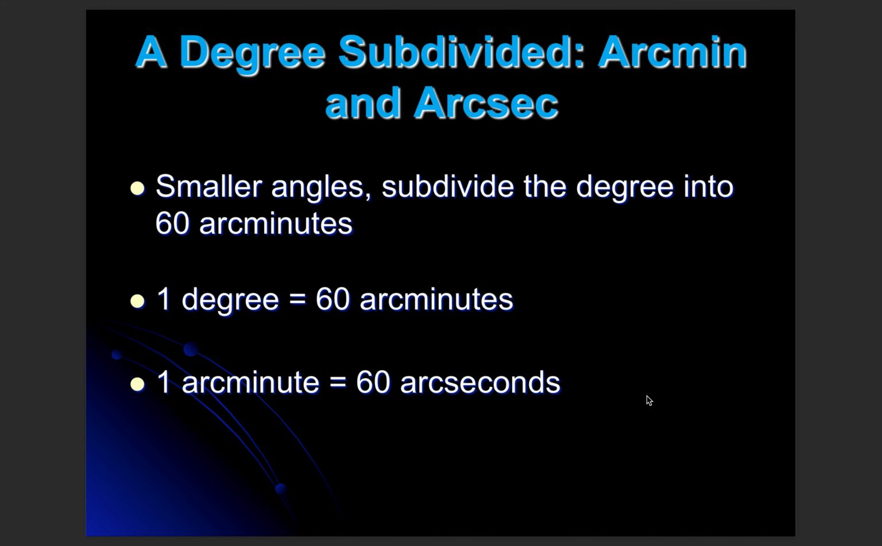So when we want to get a little bit more fine-tuned in terms of our angular sizes, we can take the degree and subdivide it into arc minutes and arc seconds. So there's 60 arc minutes per 1 degree and 60 arc seconds per 1 arc minute. How many arc seconds then are in 1 degree? Take a minute to think about that.